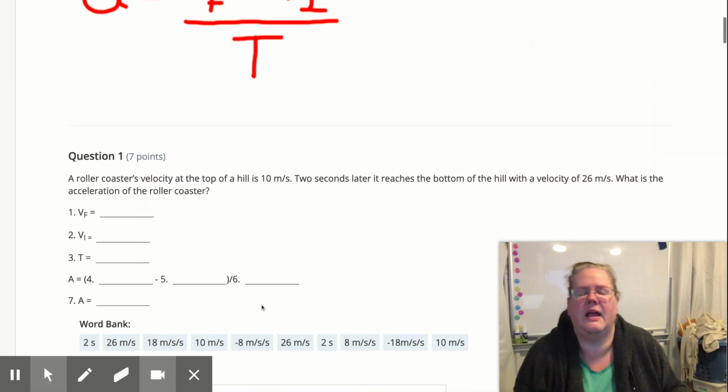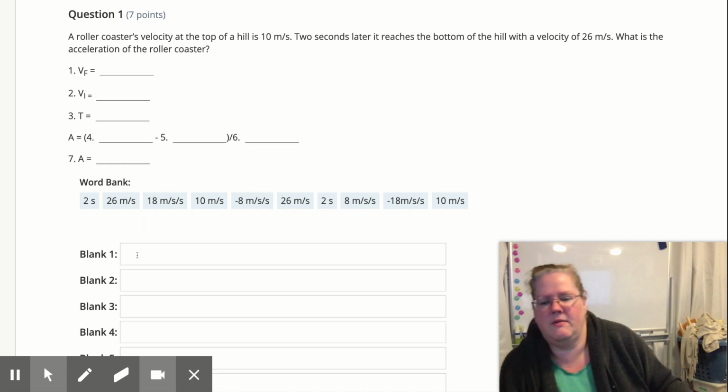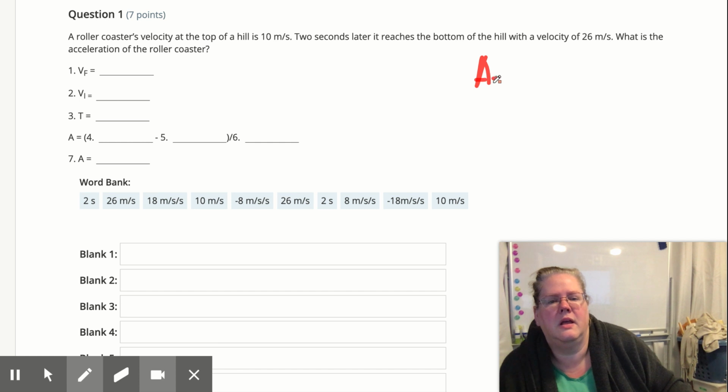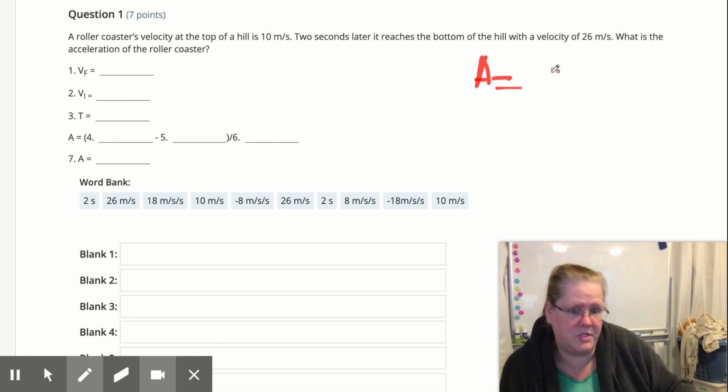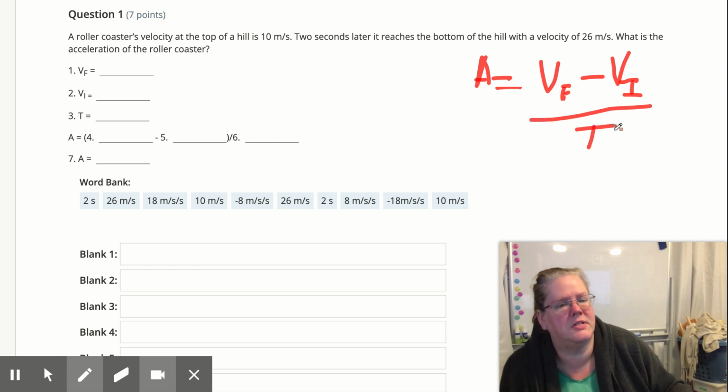Okay, so let's look at our first problem. And just to make sure that we can see it, acceleration equals, and you should put this on your formula sheet, velocity final minus my initial velocity, otherwise known as velocity initial, divided by how much time it took to go from that starting speed to the ending speed.